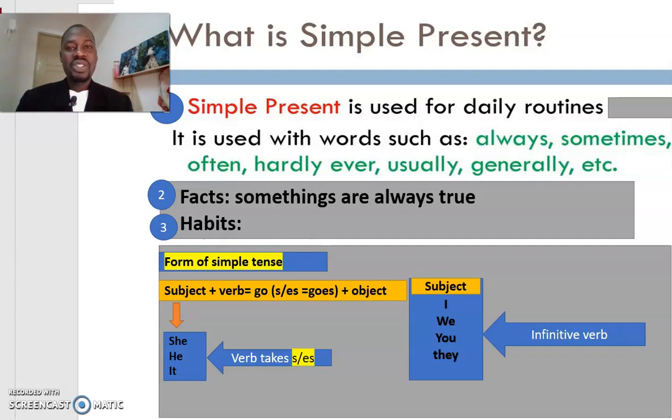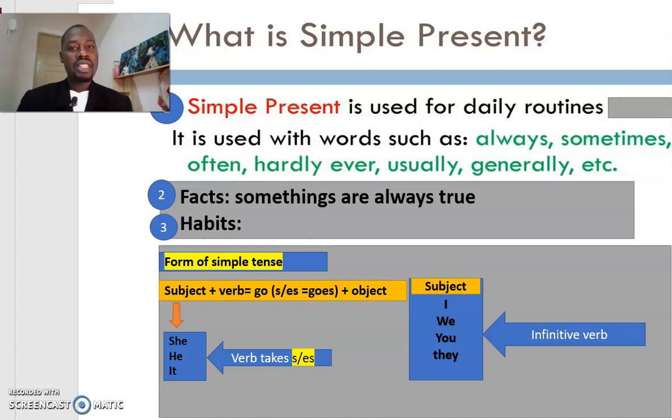In this lesson, I'm going to teach you about the present simple tense. The present simple tense is one of the basic tenses in any course of the English language, and it's the first tense you learn on any journey of learning English. It's important to know when and how to use the simple tense correctly.